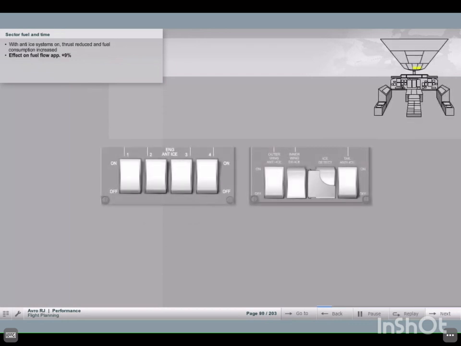When the engine and airframe anti-ice bleeds are in use, thrust is reduced at a given N1 and specific fuel consumption is increased. The effect on fuel flow for the sector may be accounted as an increase of 9%.